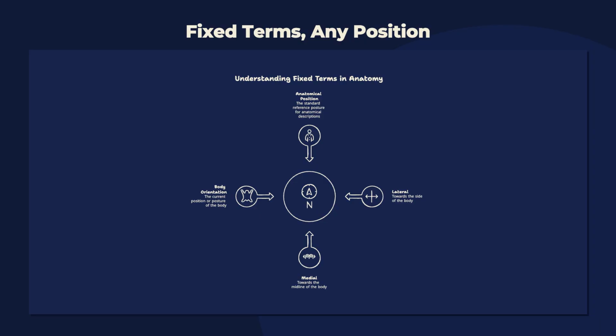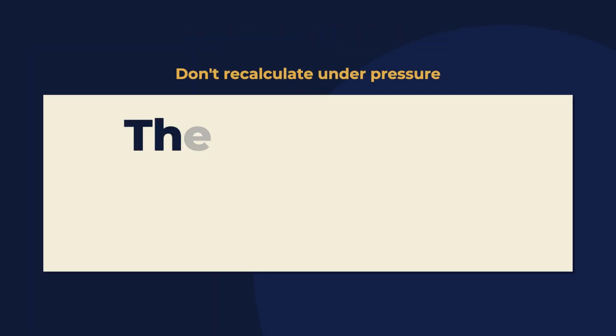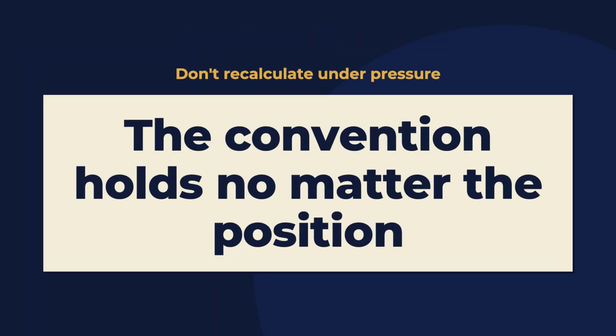The terms describe fixed relationships, not momentary geometry, so a clinician never has to recalculate direction based on how a patient is lying. The tempting mistake is to see a palm turned downward and relabel the thumb as medial, but that defeats the entire purpose of the standard. This is exactly why radiology reports and operative notes stay reliable across any patient position, and why exam stems describing unusual postures are testing whether you'll abandon the convention.